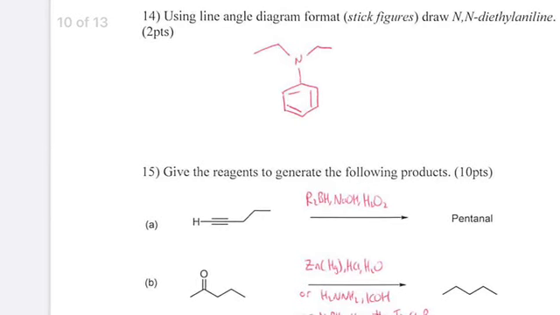15b is ketone to alkane. So now, bottom of that chart, this is one of those deoxygenations. 3 different ways to do that.